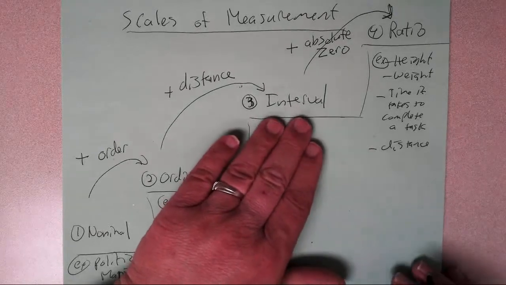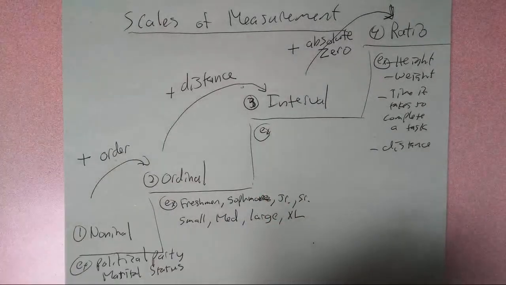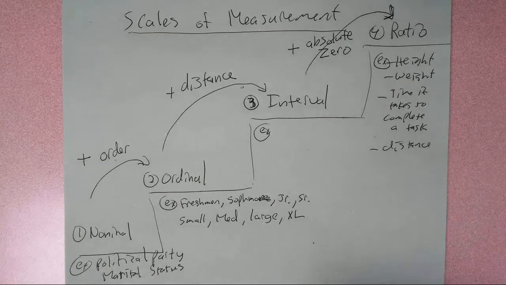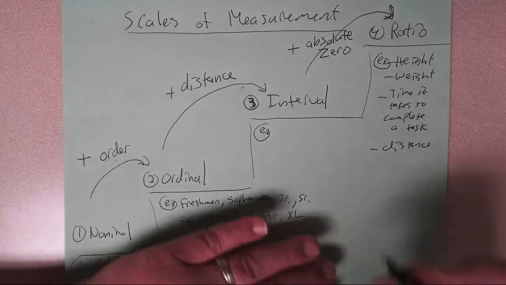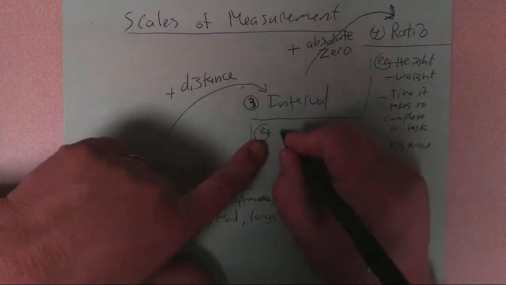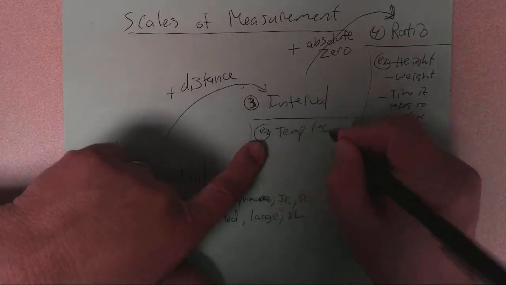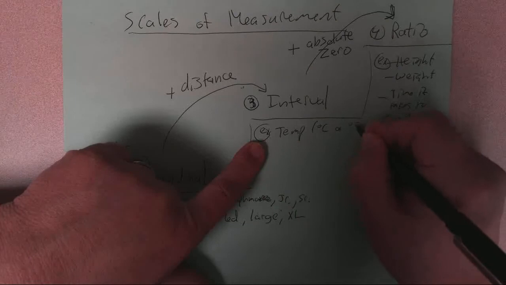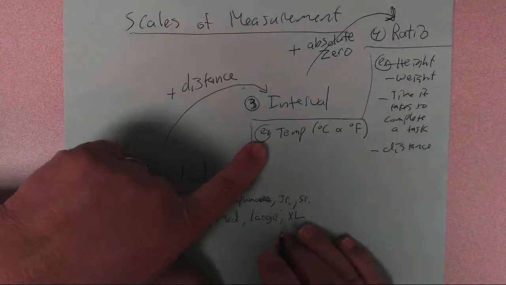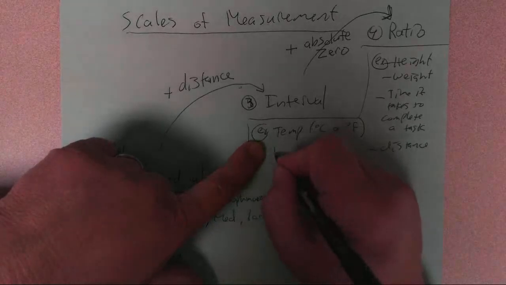So in a sense, these are like arbitrarily chosen zeros. They're not absolute zeros. They didn't have to be chosen for what they are. It's just you have to start somewhere and you measure from that. Okay? So we can have temperature in degrees Celsius or degrees Fahrenheit. That's an example.